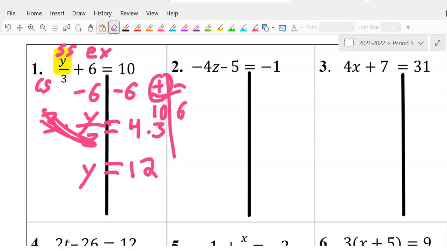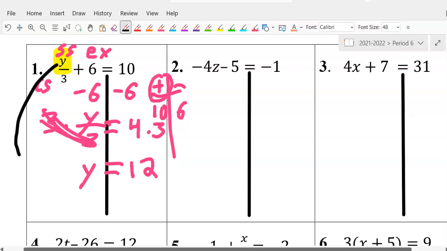You just swap out the y for 12. Yeah, you swap. Oh, I like the words you used. Swap out the y for a 12. Now, the official word is substitute. Thank you, Lena. So, substitute. So inside that y, we're going to rewrite it as 12 over 3 plus 6 should equal 10 if we're right. Well, let's find out if we're right.